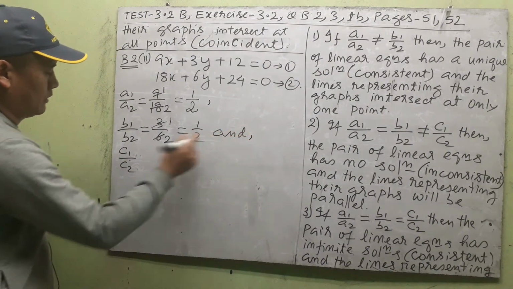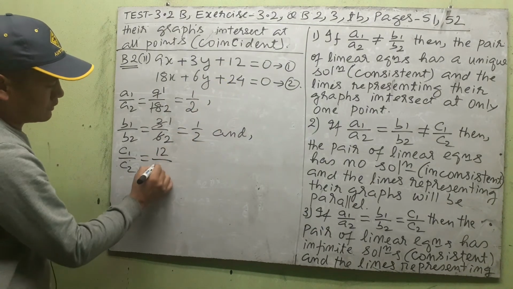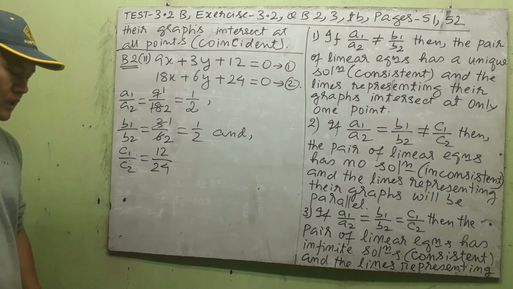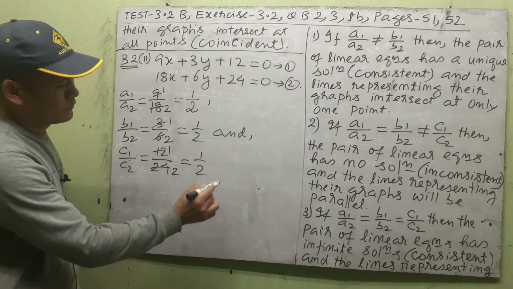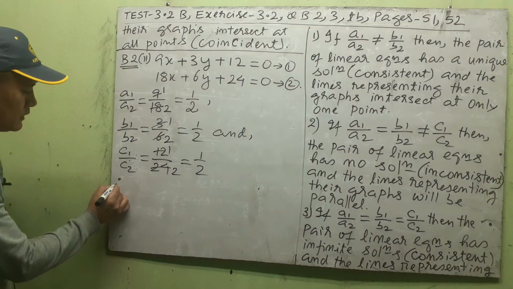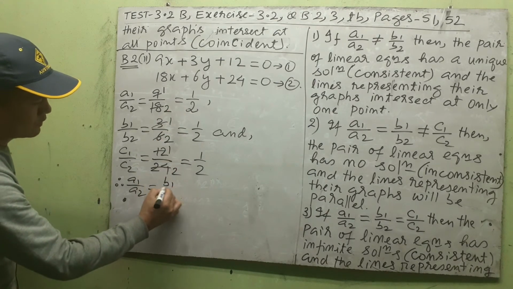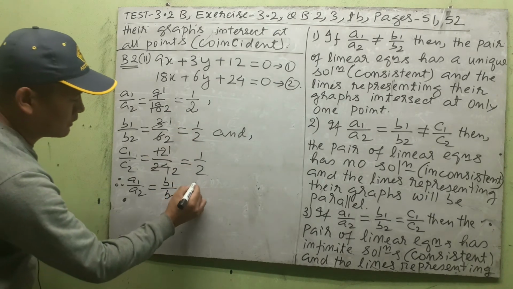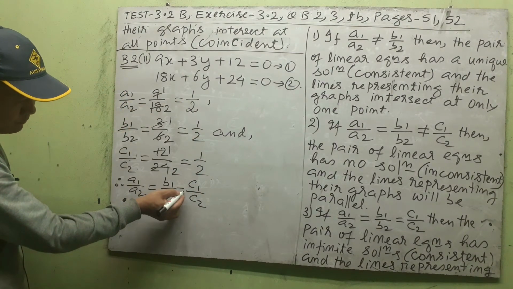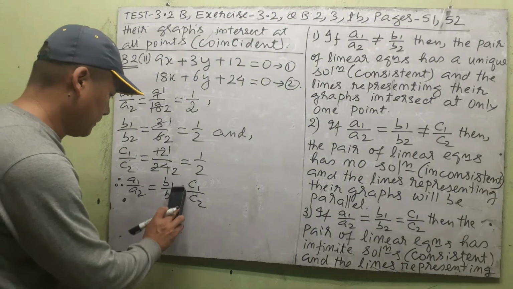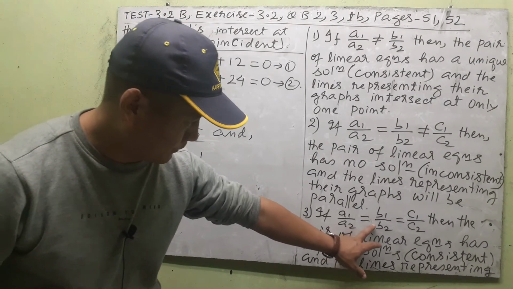And C1 by C2 will be this, C1 is 12 by C2 is 24. Cancel as much as we can, so 12 1s are 12, 12 2s are 24, so 1 by 2. Therefore we see that A1 by A2 is half, B1 by B2 is also half, C1 by C2 is also half. All three are equal, so I'll just put equal signs between them. So if they are equal, this is the condition C, number 3.